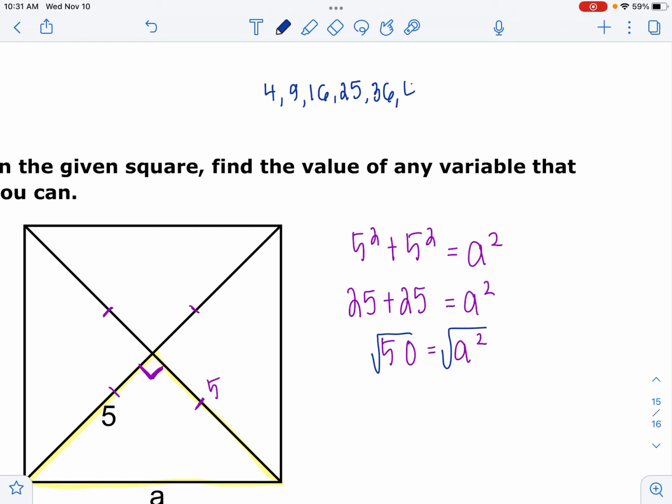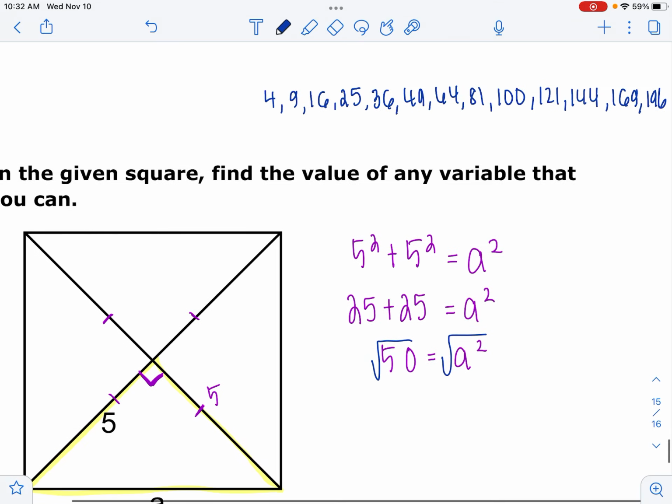6 squared is 36. 7 squared is 49. 8 squared is 64. 9 squared is 81. 10 squared is 100. 11 squared is 121. 12 squared is 144. 13 squared is 169. 14 squared is 196. And 15 squared is 225. And that's what I'm going to ask you to go up to for the rest of the year. Just know up to 225. And if you need a calculator to get one of them because you forgot them, you have one.